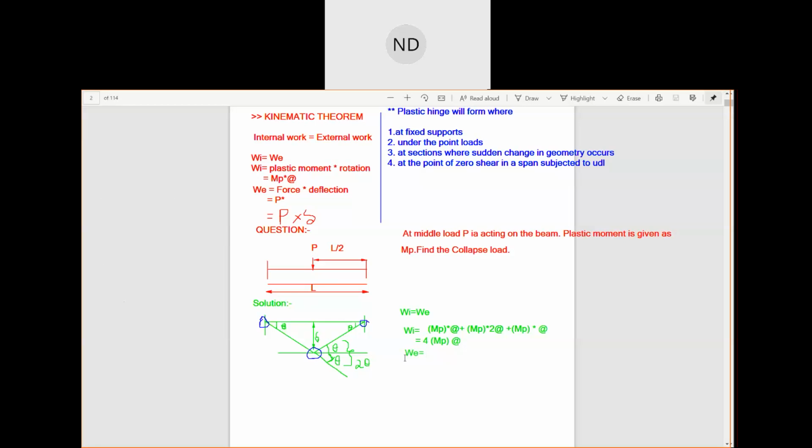External work done is P into delta, right? We are having P into delta. Now, what is your delta? You have to find out what your delta is. To find out delta, you can see this one.